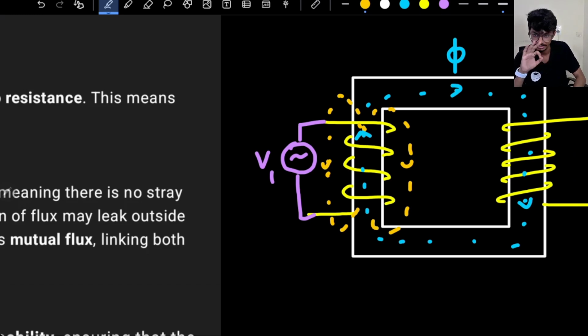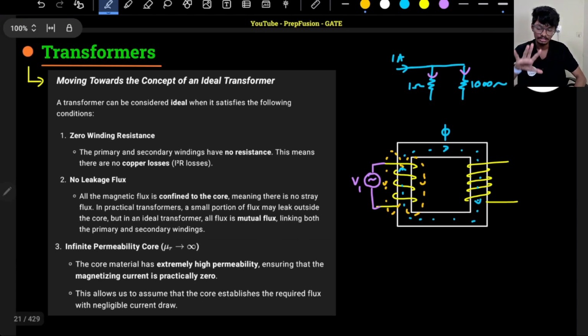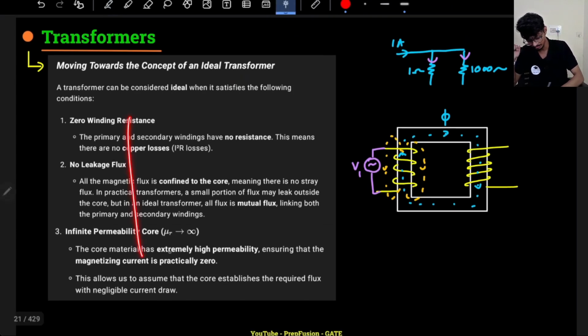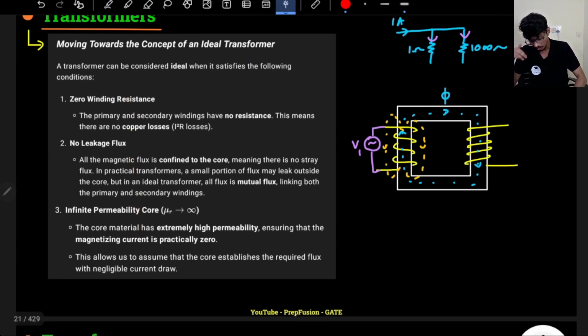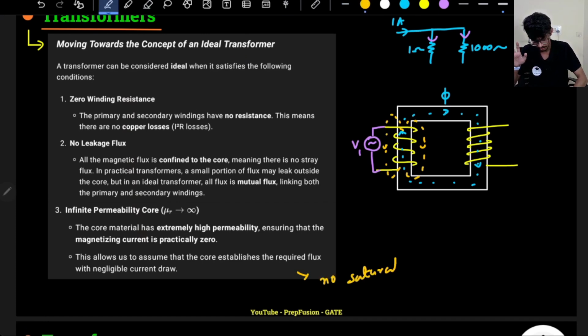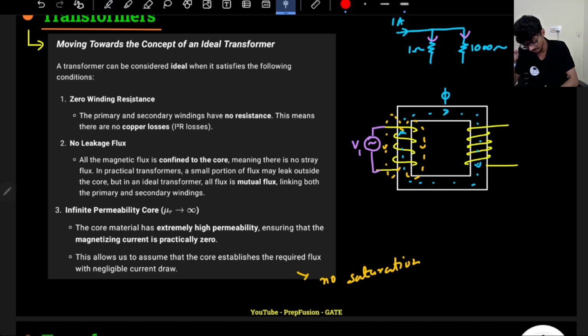This we will not discuss for now. Of course, in an ideal transformer, we'll assume that there is no leakage flux. We will add this when we discuss the practical transformer. So an ideal transformer has these things: infinite permeability, no leakage flux. Also a few more things, like the BH curve will have no saturation, and of course there is no winding resistance. So that's why the supply voltage and the induced voltage will be the same.